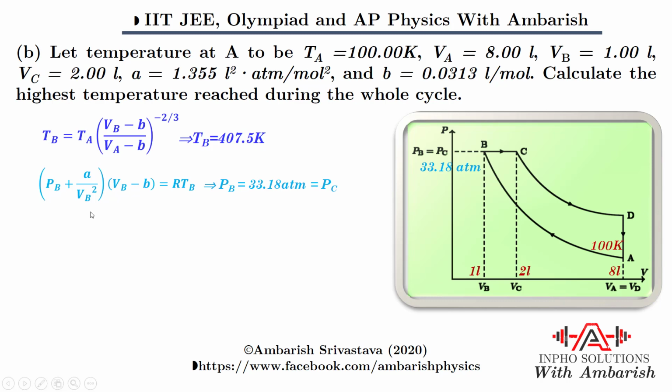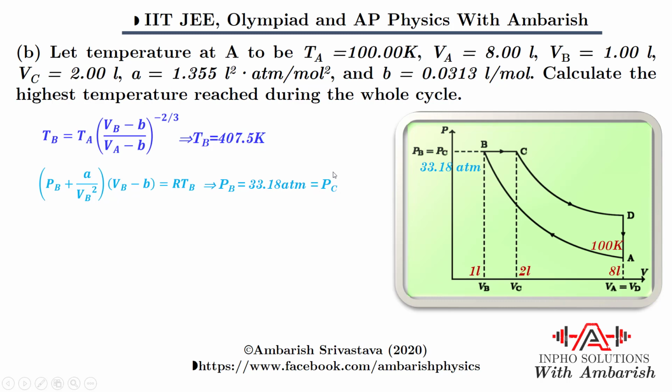So (Pb + a/Vb²)(Vb − b) = R times Tb. Now in this equation, the only unknown is Pb. Vb, a, b and Tb are known. Okay, Tb is known just now from the previous part, and everything else is given in the question. So we just solve for Pb, and if you solve, you get Pb equal to 33.18 atmosphere. And this pressure has to be the same as the pressure at C, because B to C is an isobar. So we now know the pressure at C.